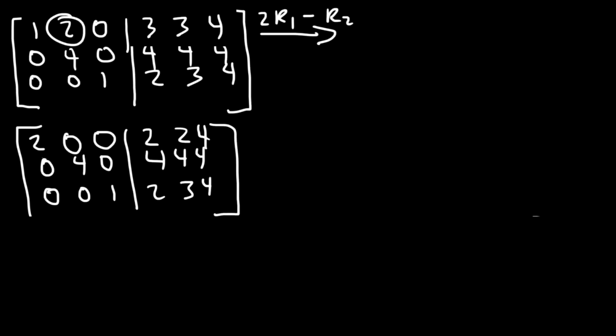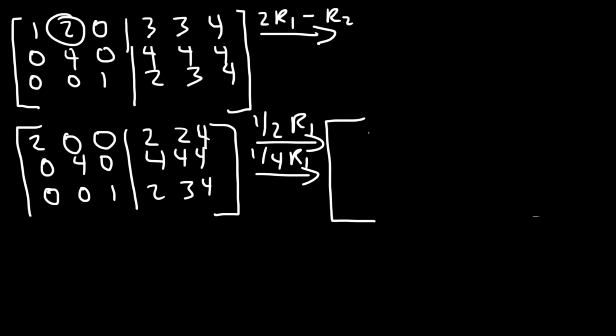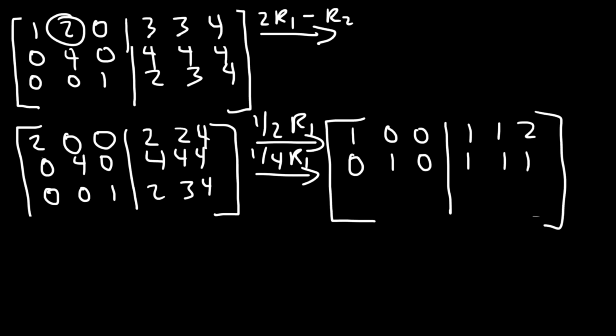Now, what we need to do is multiply the first row by 1/2, and the second row by 1/4. And that should give us what we need. So half of 2 is 1. And half of 4 is 2. 1/4 of 4 is 1. So all of these will be 1. And then the last one is not going to change.